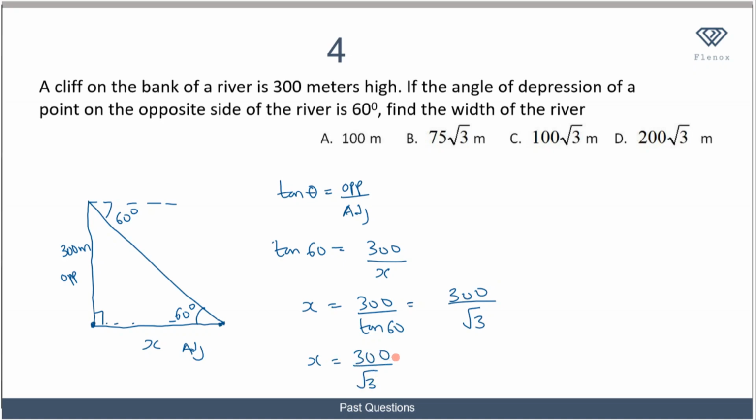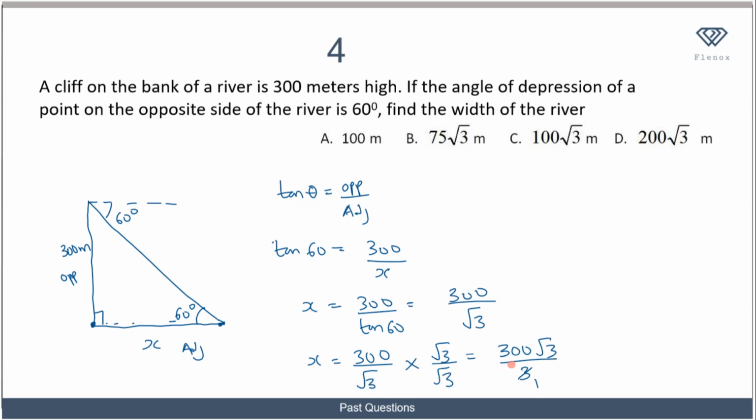But now we're going to rationalize the denominator, because we do not want the root of any number in the denominator. How we do this is we multiply the numerator and the denominator by the denominator. So we have times root 3 over root 3. And what does this become? This becomes 300 root 3 over root 3 times root 3, which gives me 3.